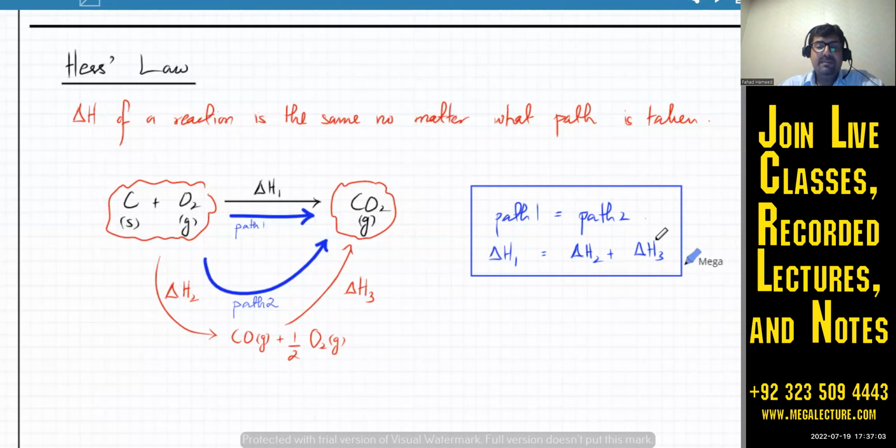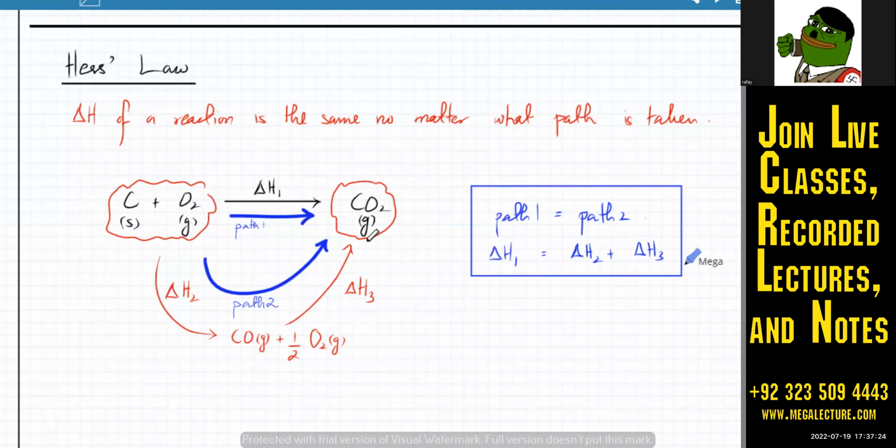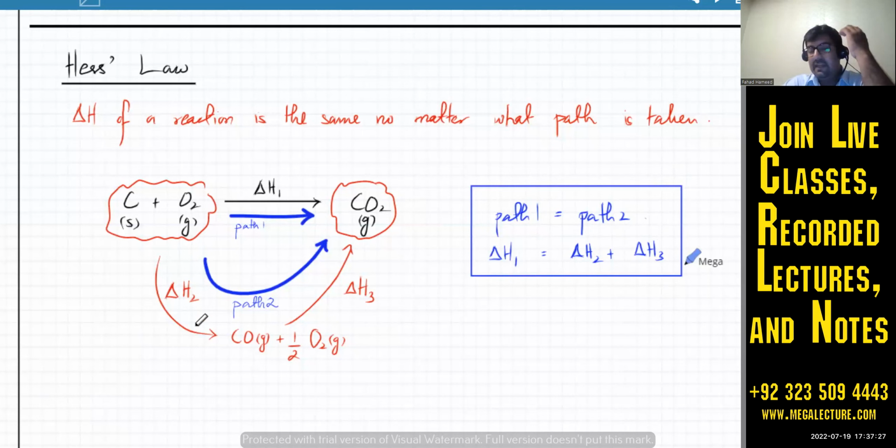Now, if any one of them is missing, you can find it out. Like if you know delta H1 and delta H2, you can find delta H3 by using delta H1 and delta H2. If you have delta H3 and delta H2, you can find out delta H1. Okay, so is this clear? This is what Hess law is. That the enthalpy change of reaction is the same no matter what path is taken. So you can take a different route as long as you reach the same point, as long as you produce exactly the same thing. Okay, so is this clear?